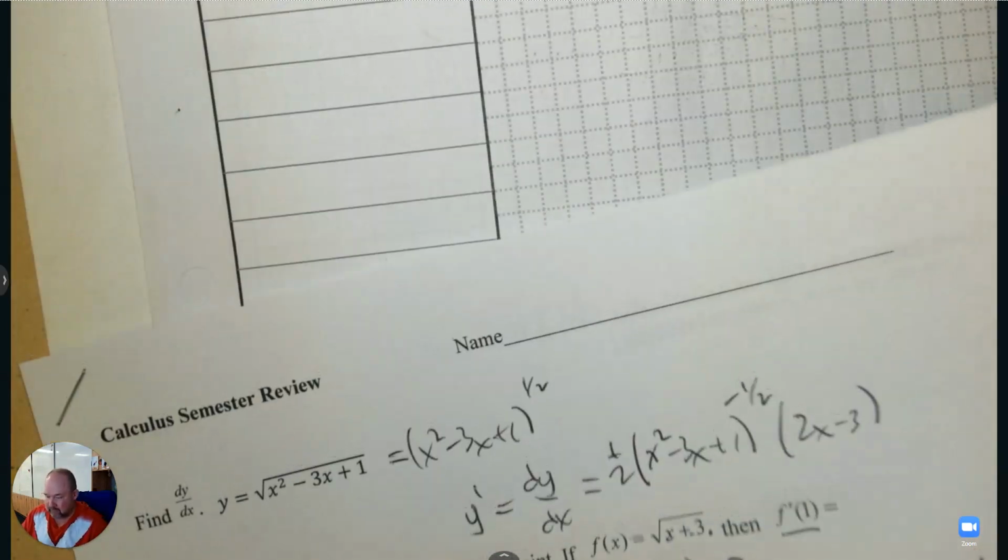All right, turn the page. All right, this one's going to take a bit of work.